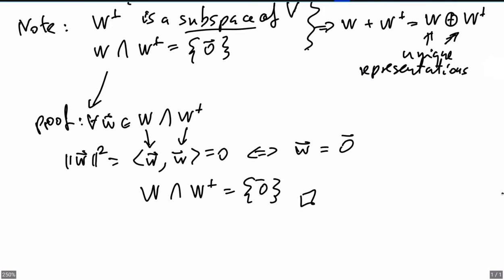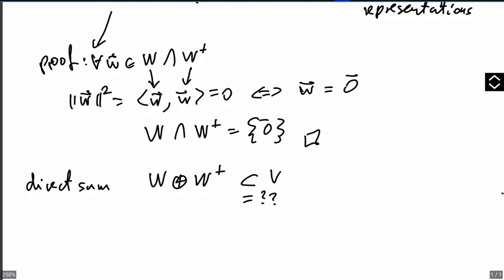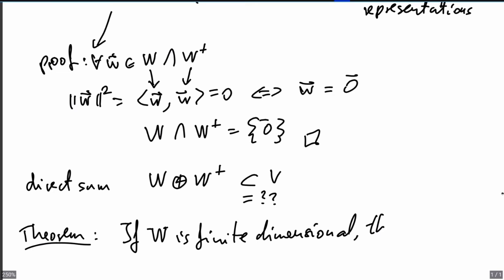So we use direct sums, W direct sum with W perp or any other subspace, when we want a unique representation in a vector space for every vector. It is clear that this is a subset, or subspace, of V. The question is, when is this equal to V? There are many cases like this, but we know one case for sure. The next theorem says that if the W subspace is finite dimensional, then this direct sum W plus W perp is actually the whole space.